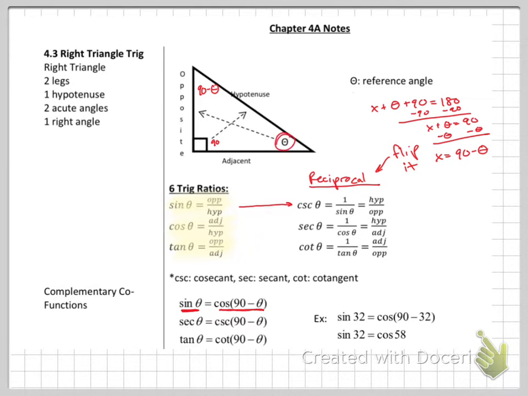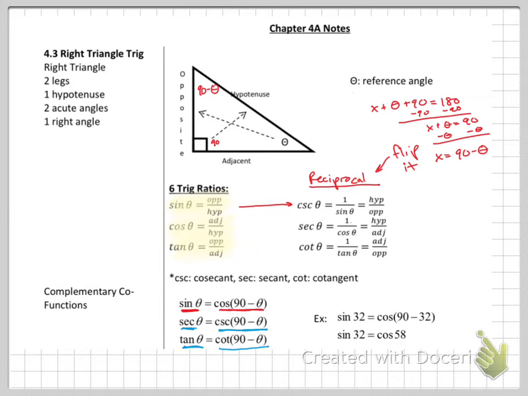sine of this angle, oops, I wanted to change colors. Sine of this angle is opposite over hypotenuse. Well, cosine of this angle, if I leave the words where they are, is opposite over hypotenuse. So they end up being the same. So all of these are complementary cofunctions. We've got secant is a complementary cofunction with cosecant. And we've got tangent is a complementary cofunction with cotangent.